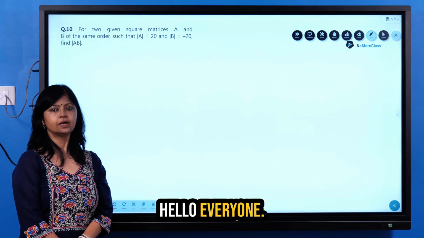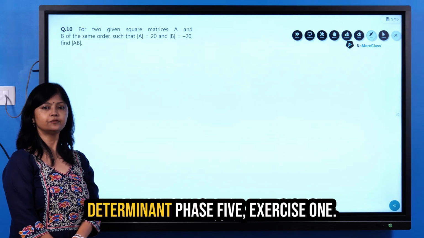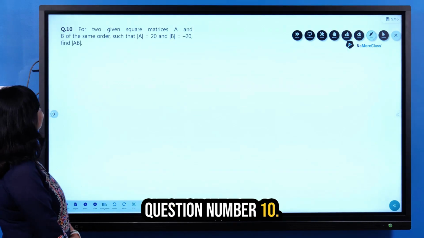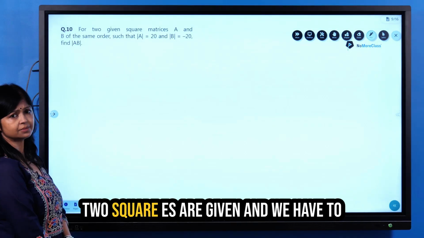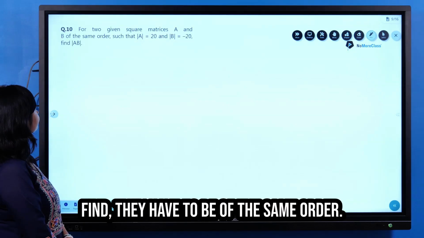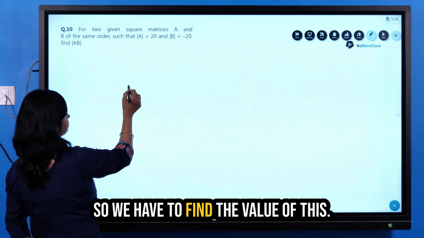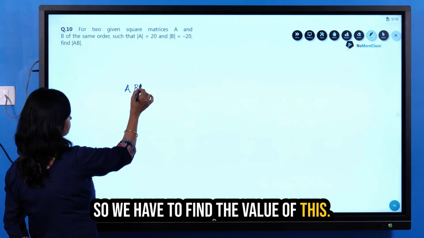Hello everyone. We are looking at the chapter on determinants, exercise 1, question number 10. Two square matrices are given, and they have to be of the same order. We have to find the value of this.